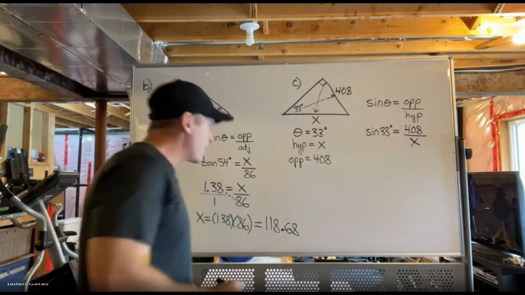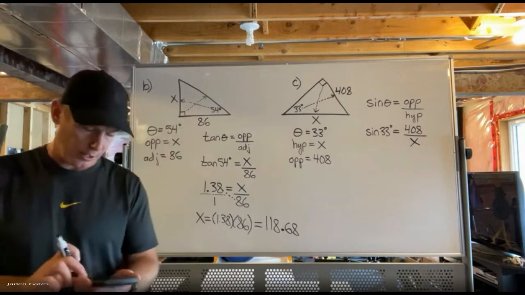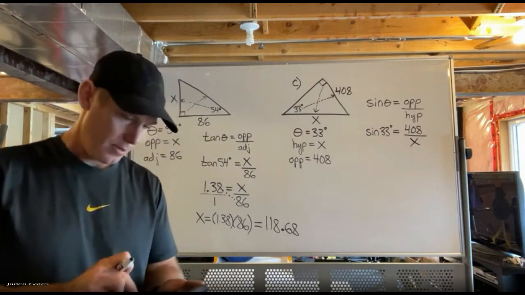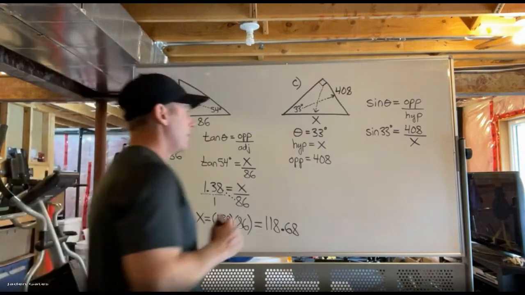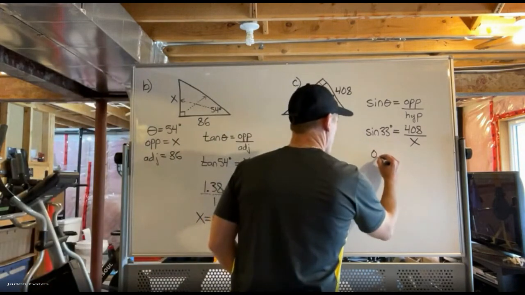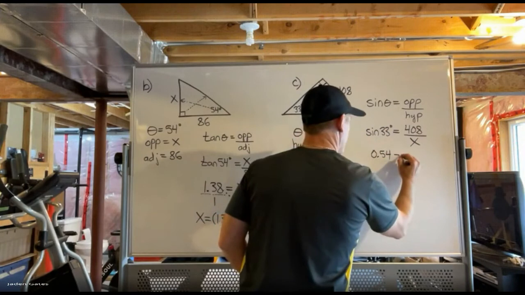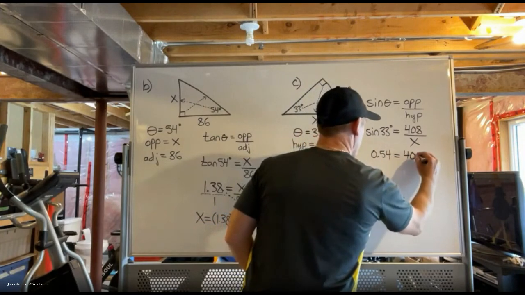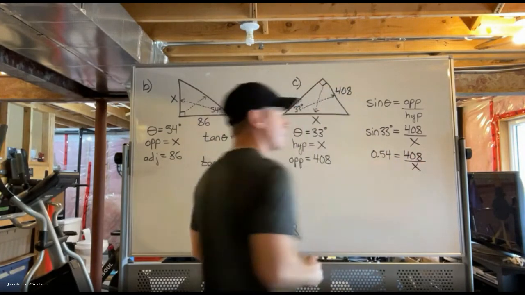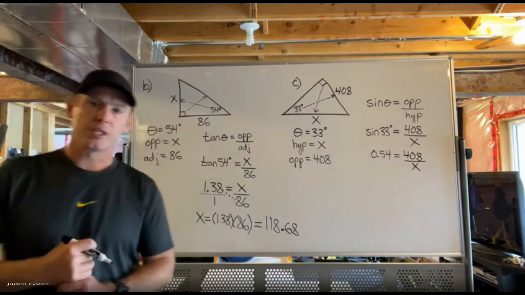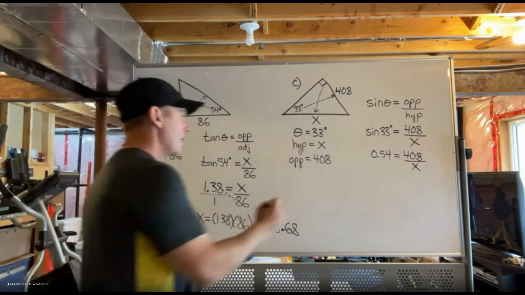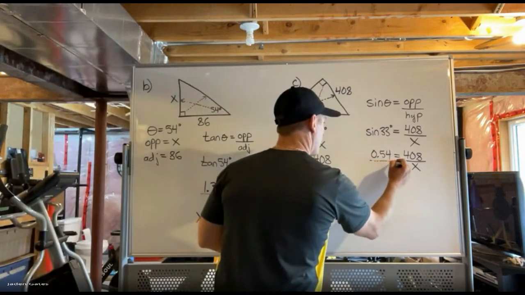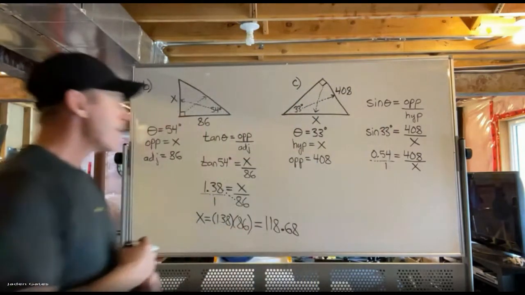All right, well, sine 33 degrees. I'm going to put that into my calculator here. And again, assuming that you have it in the right mode, you should get 0.54 equals 408 divided by x. And as I mentioned, all the finishing steps are the same. So again, I'm going to create a fraction equaling a fraction here by putting a 1 under this 0.54. There we go.